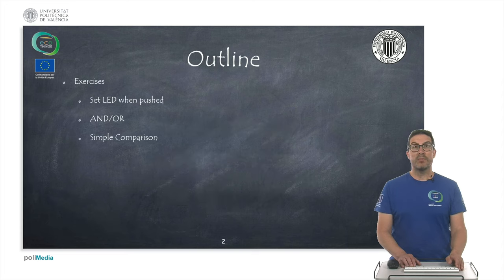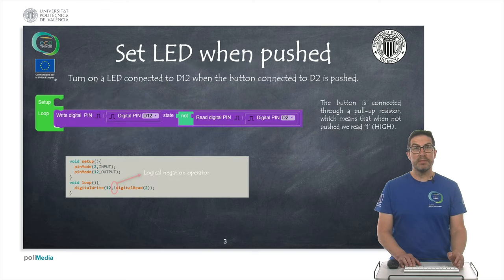This is the outline of the presentation. We're going to see three specific examples. The first one, we're going to repeat or modify a previous exercise in which the idea is to set the LED when a button is pushed. Then we are going to see an exercise in order to understand AND and OR operations, and a third exercise in order to introduce the comparison instructions.